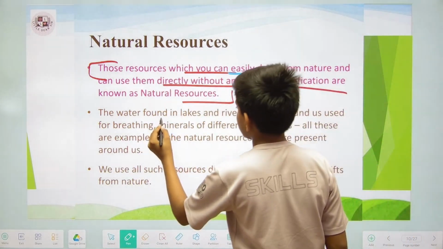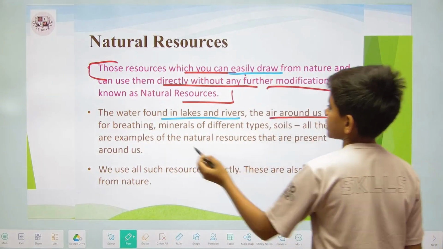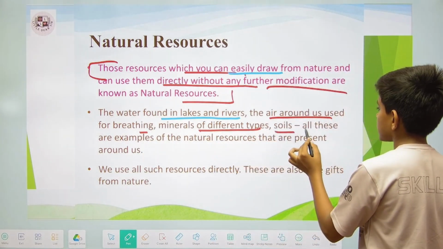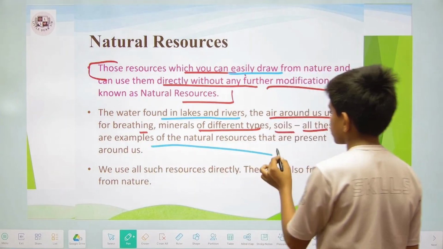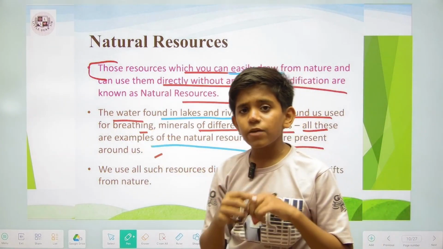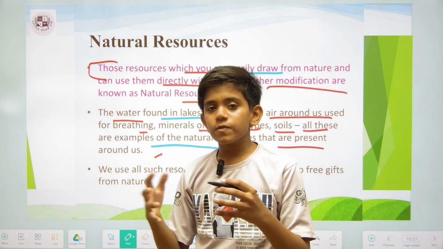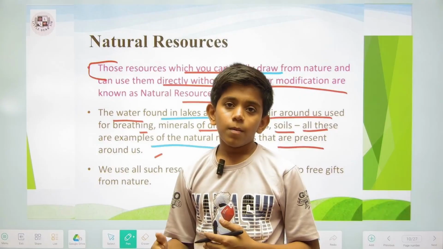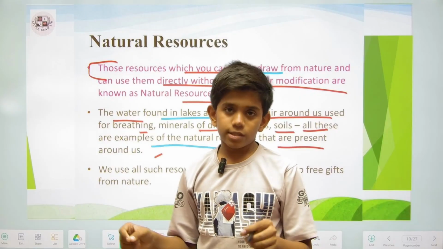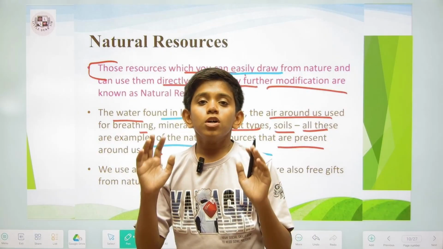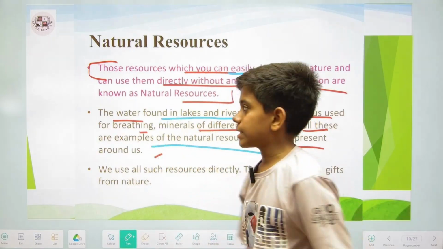The water found in the lake and rivers, the air around us, which we use for breathing, minerals of different types, and soils, all these are examples of natural resources present around us. Now water. Can we make any kind of change in water? The water which we get from lakes. Yes, we purify it, but we cannot change it. The molecular structure, that is H2O, cannot be changed, so it is a natural resource.